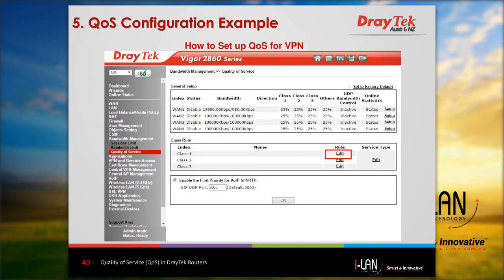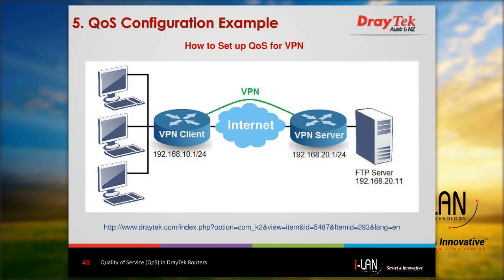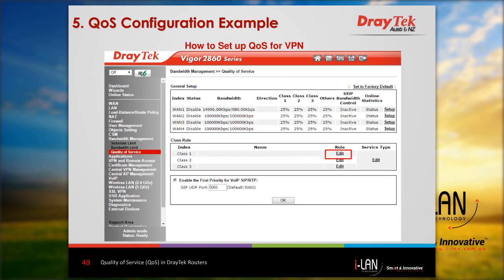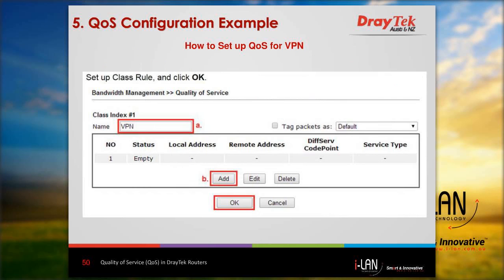The first step is to log into the VPN client router, which would be the left-hand side router, then go to bandwidth management, quality of service configuration menu, and edit class 1 in the class rule, which is shown in red around the box. Then enter a name for that particular rule, and click Add to create the new rule.